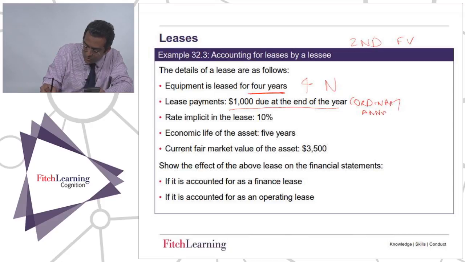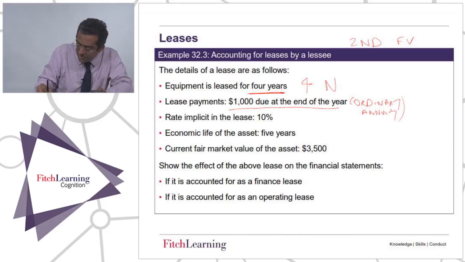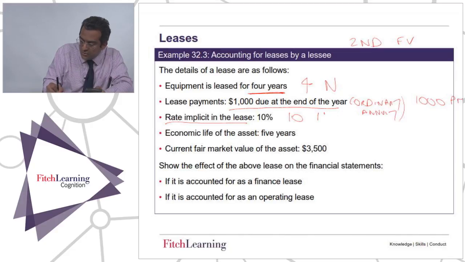So just putting that, it's an ordinary annuity, and we have 1,000 as our payment. So we'll put that in. Then we have the rate implicit in the lease, which means the lease rate. So putting there simply 10 as your yield or interest rate, 10 IY.